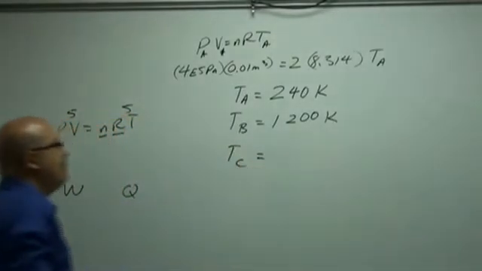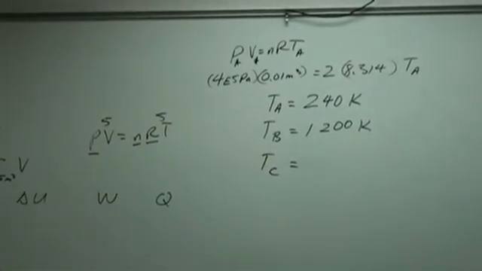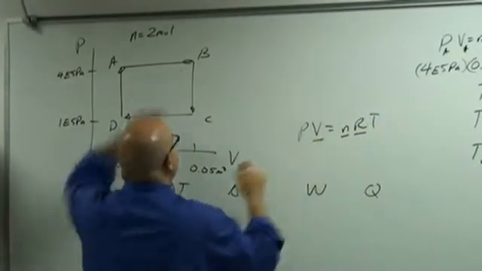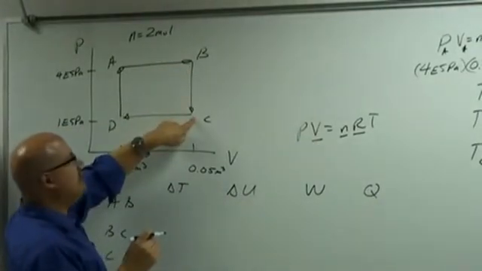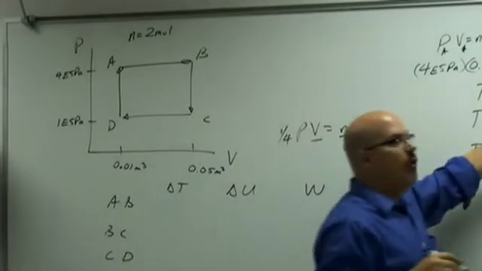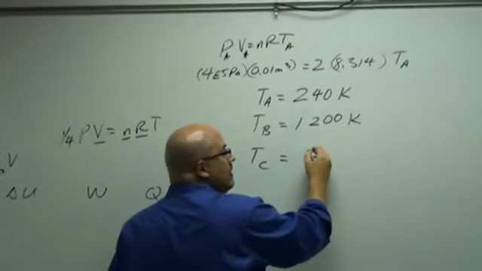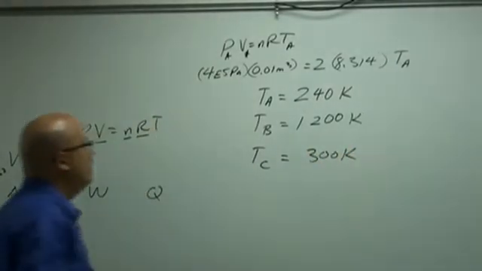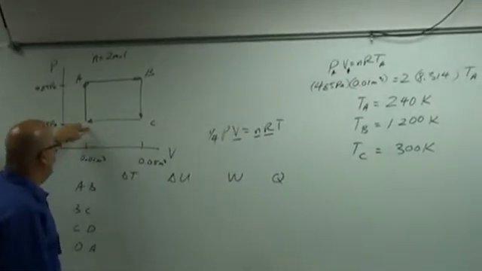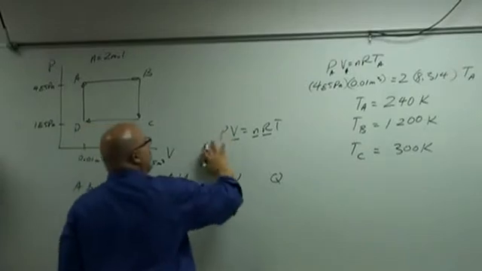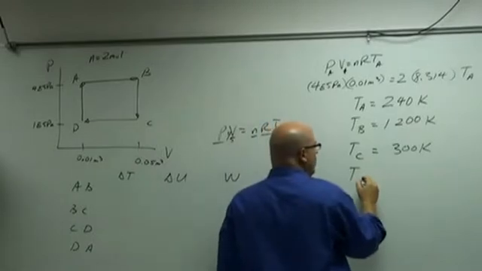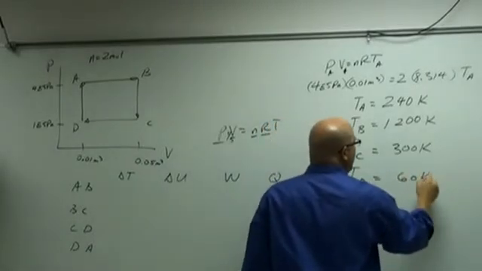What's the temperature at C? Down. Okay, now our volume is staying the same, but we're going down in pressure by a factor of 4, right? So I've got to divide this by 4, and I get 300 Kelvin. Is that right? Okay, so now I go from here to here, and what do I do? Divide by 5. Now I'm going down in volume by 1/5, but the pressure is staying the same, so 60. Wow, that's only 60 Kelvin.